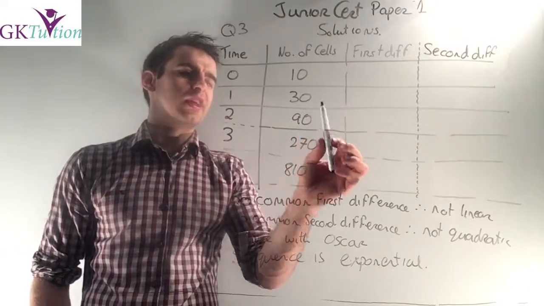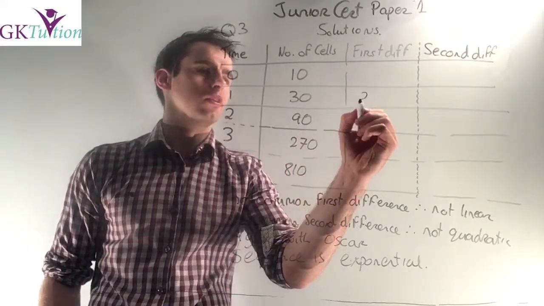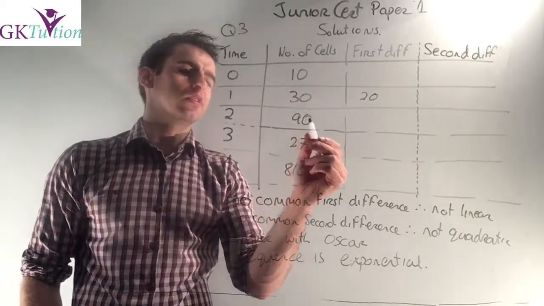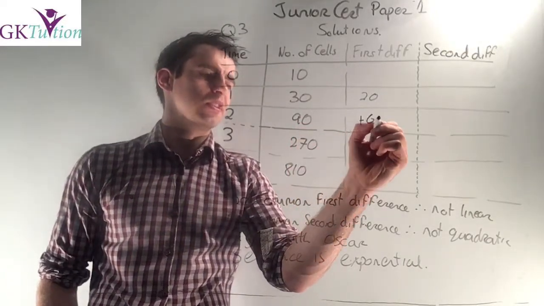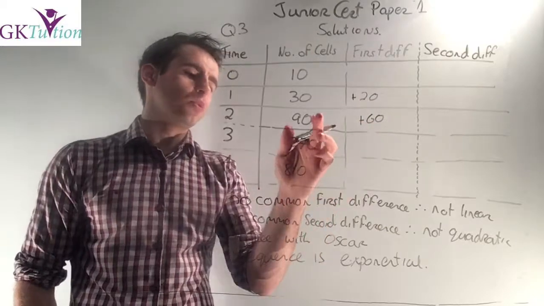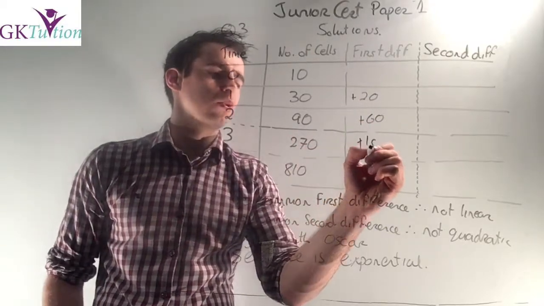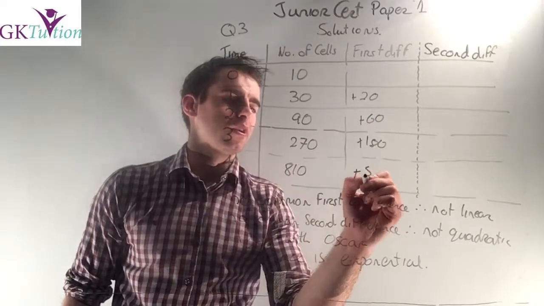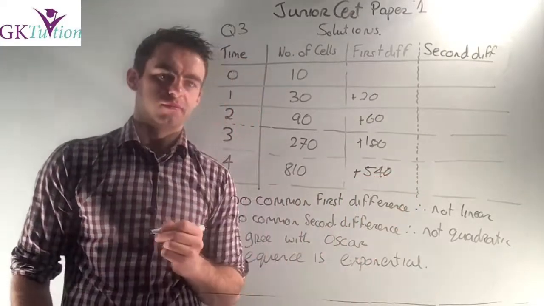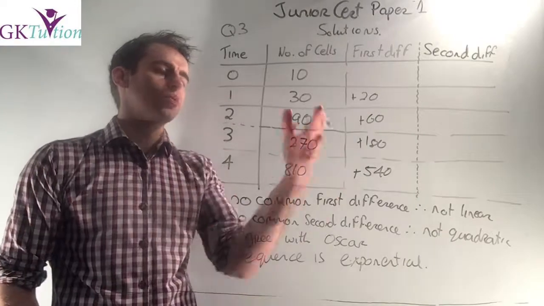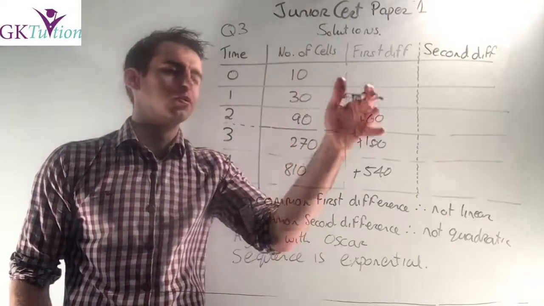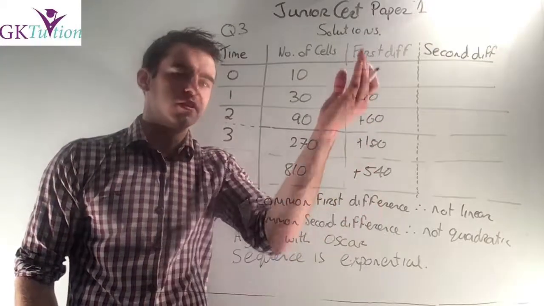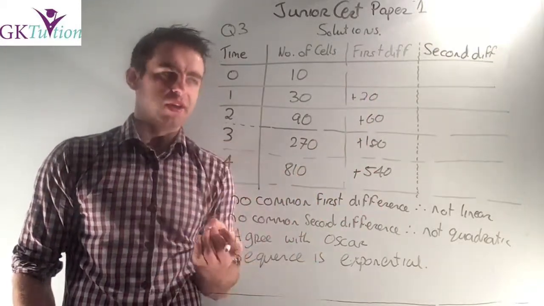The difference between 10 and 30 is plus 20. 10 plus 20 would have given me 30. The difference between 30 and 90 is plus 60. The difference between 90 and 270 is plus 180. And the difference between 270 and 810 is plus 540. So you should realize we start off with 5 numbers, which means there's only 4 first differences. So the first difference here is clearly not common, which means it's not linear.